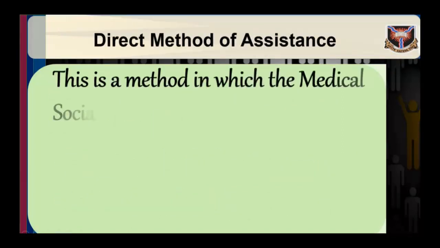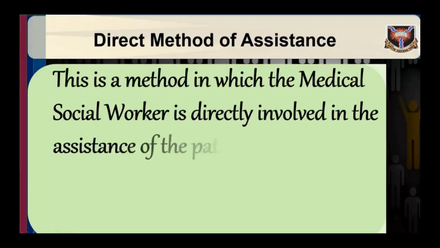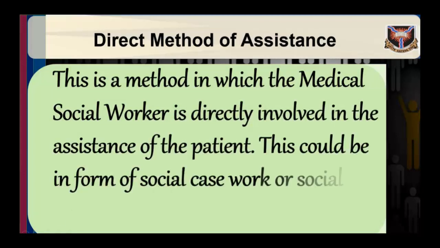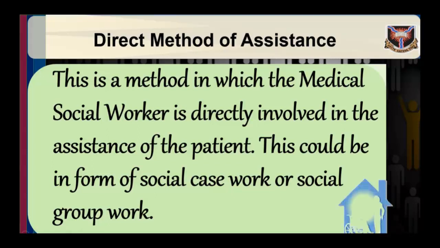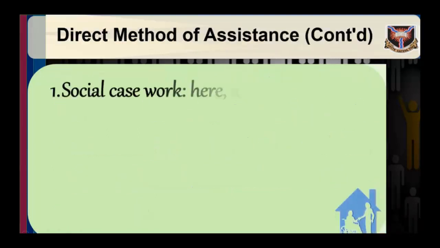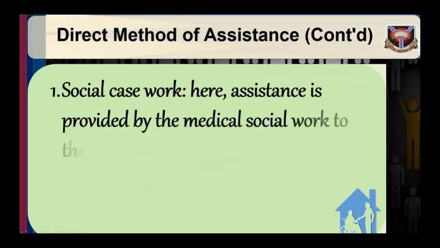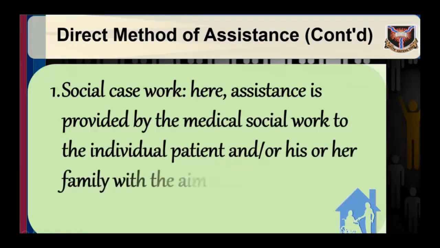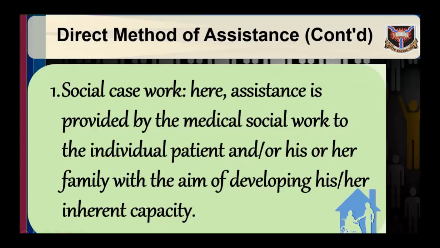Direct method of assistance. This is a method in which the medical social worker is directly involved in the assistance of the patient. This could be in the form of social case work or social group work. Social case work: here, assistance is provided by the medical social worker to the individual patient and/or his or her family with the aim of developing his or her inherent capacity.